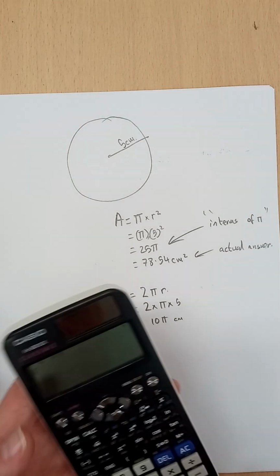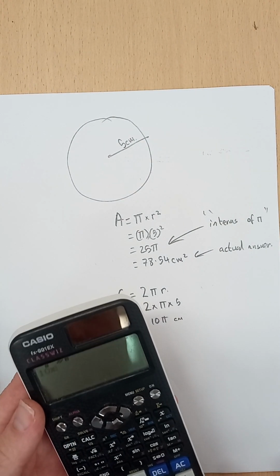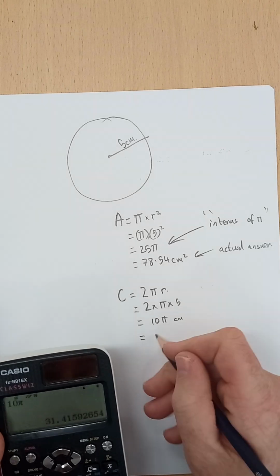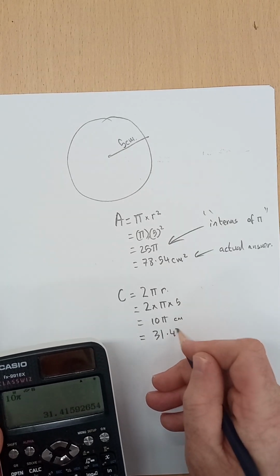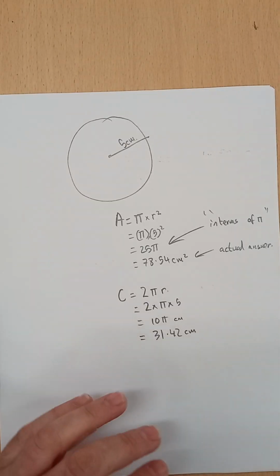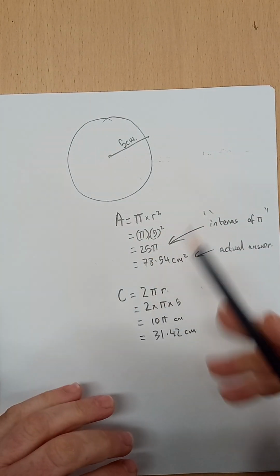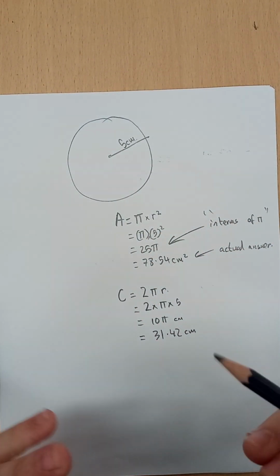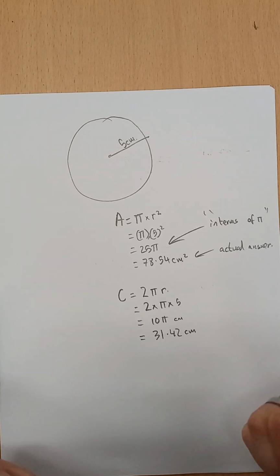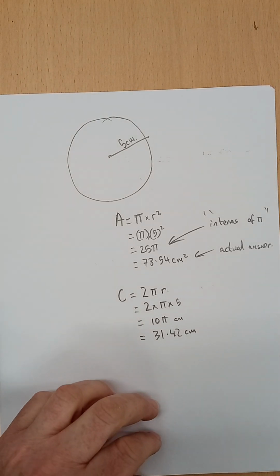Or 10 pi is 31.42 centimeters long. So there's your two basic bits: area, circumference. Nothing too crazy about that, that's the way it works. Let's see how it gets a little bit harder, okay?